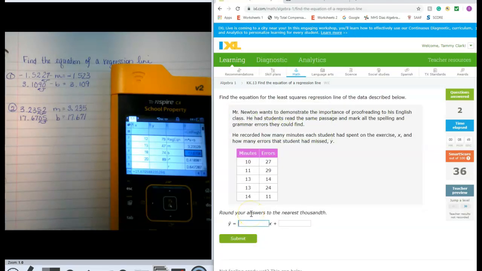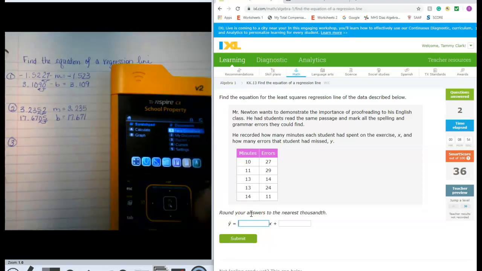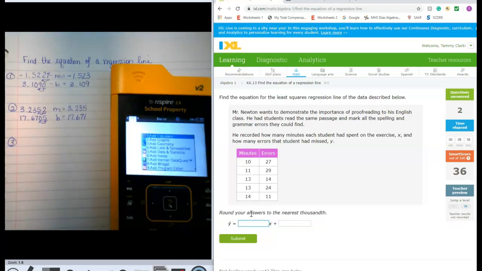Let's see if we can get one more in. Let's look at number 3, because all of these are going to be pretty much the same. You're going to do the same thing. What you just have to be careful of is your rounding.